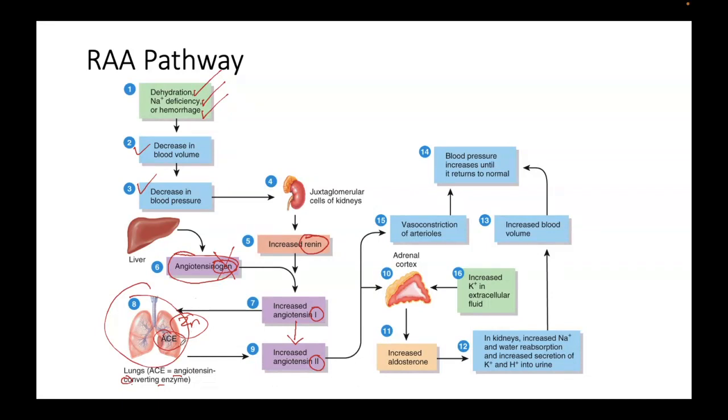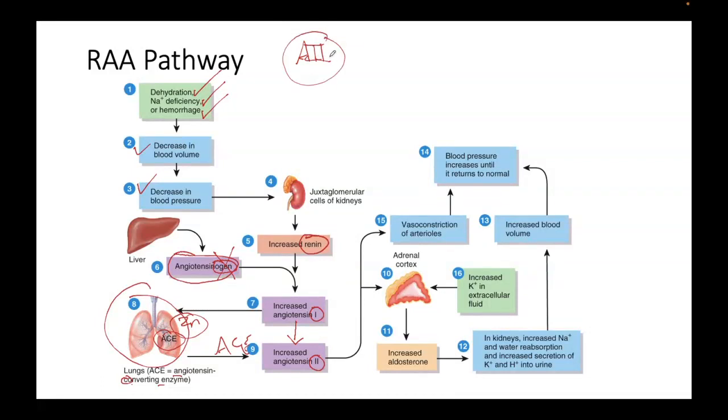So let's review. Kidneys make renin. Renin takes the angiotensinogen that the liver produced, converts it into angiotensin 1, and angiotensin 1 is converted into angiotensin 2 by the lungs' angiotensin converting enzyme. ACE made that conversion. Now we have angiotensin 2.